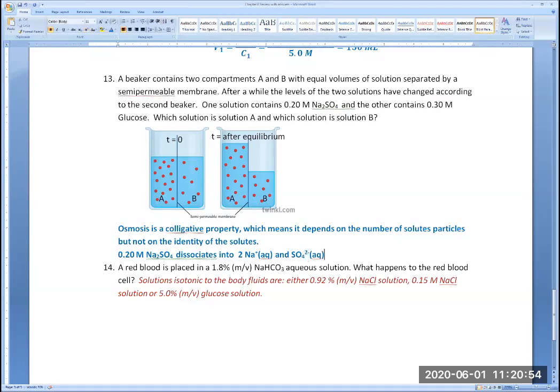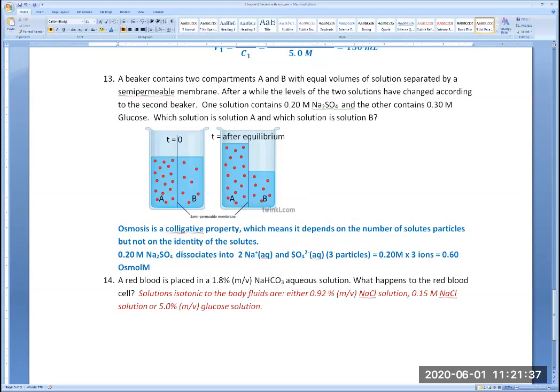So that's 3 particles, right? 3 particles per formula. That means the molarity is not really 0.20 molar if you count the number of solute particles. What you do is take that concentration and multiply it by the number of particles, 3 ions. In this case, it's ions. And from the point of view of osmosis, it's seen as a 0.60 molar solution, right? And we call this osmolarity, by the way.